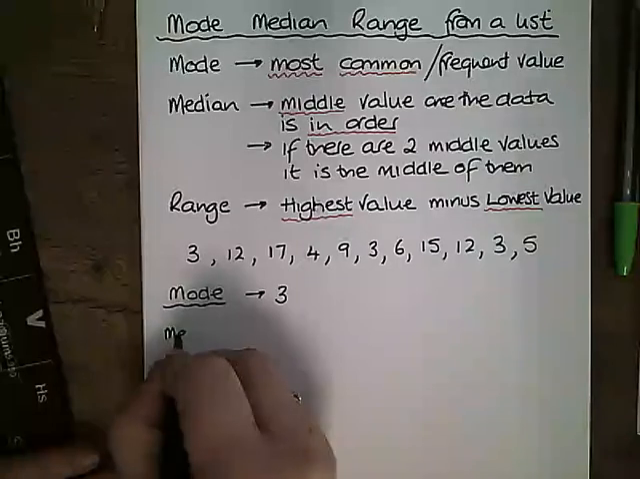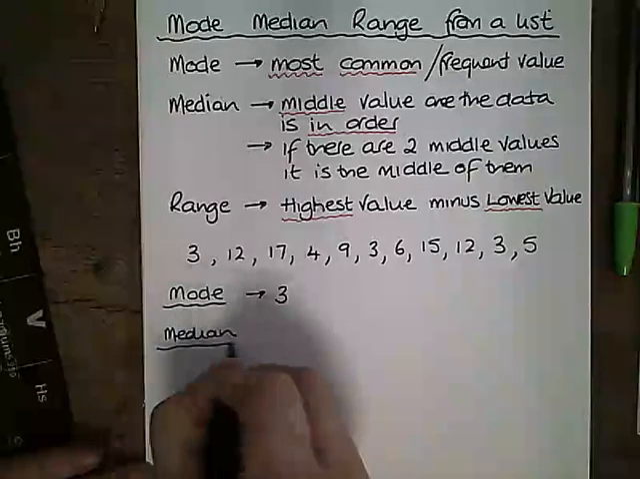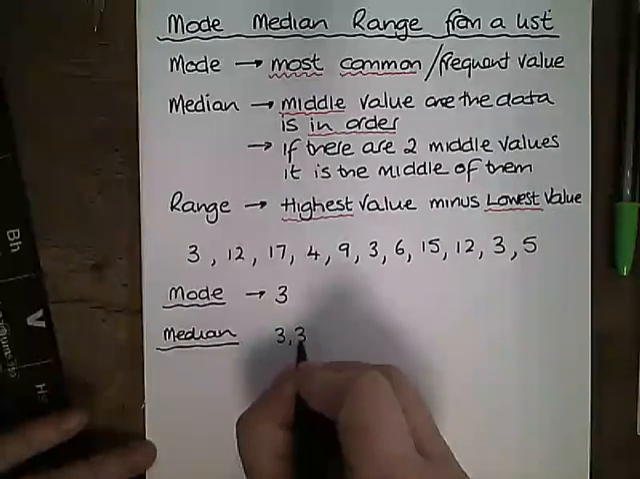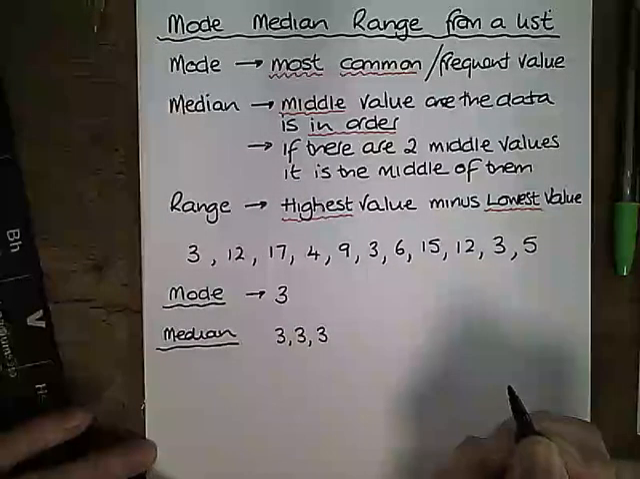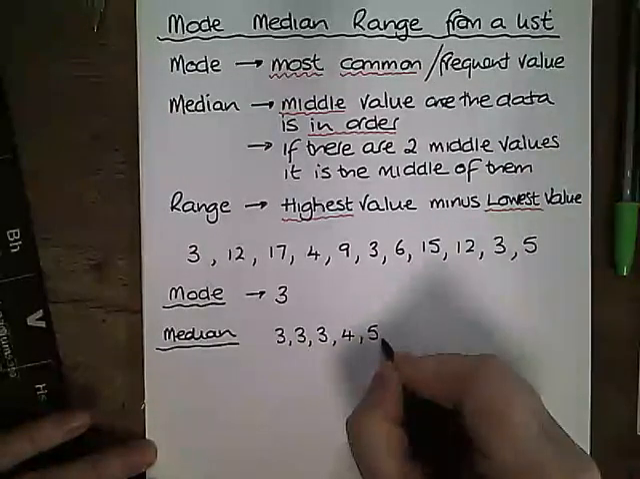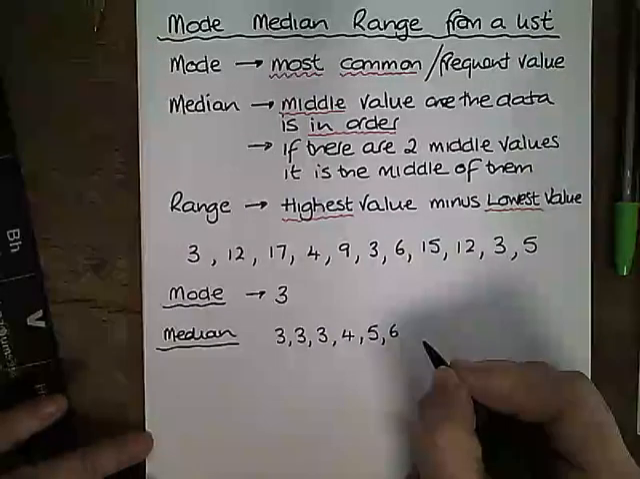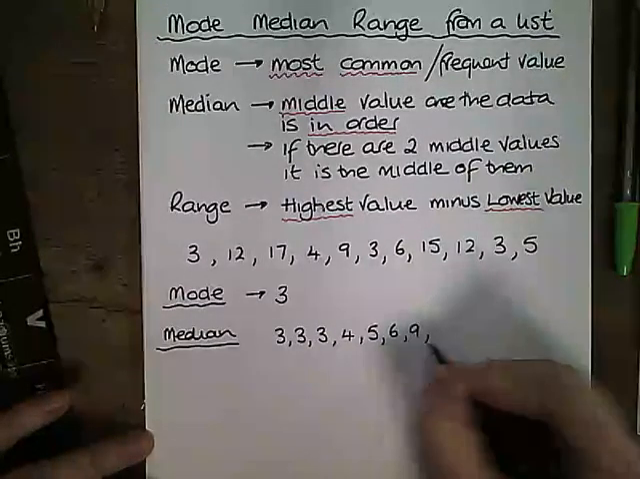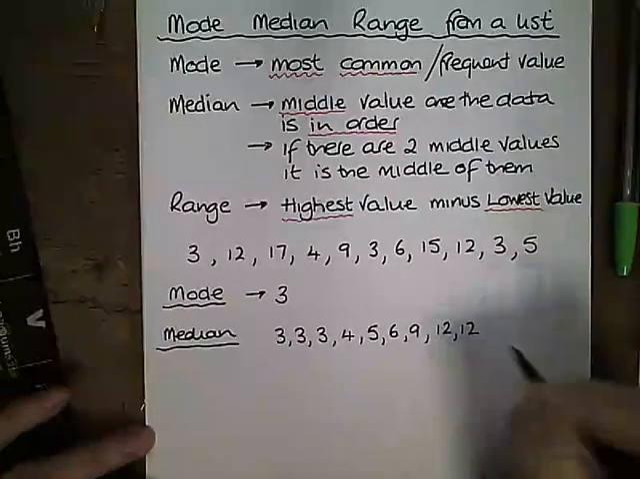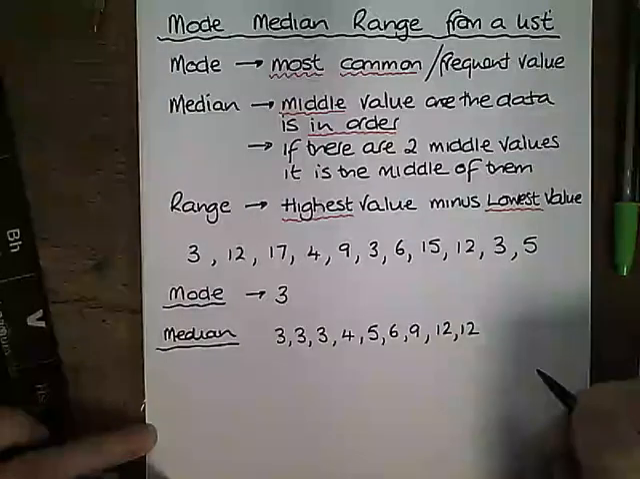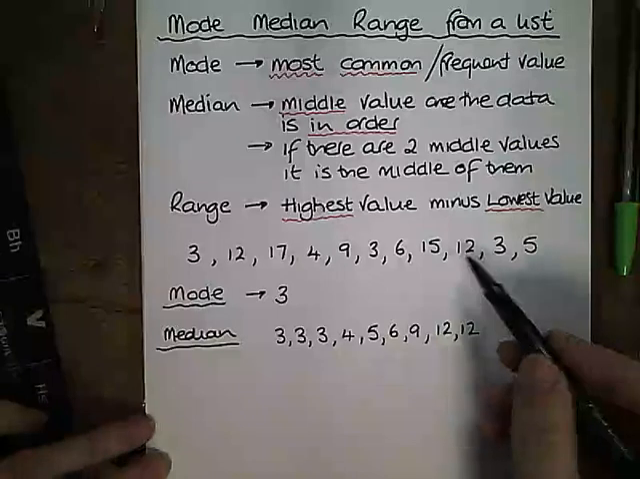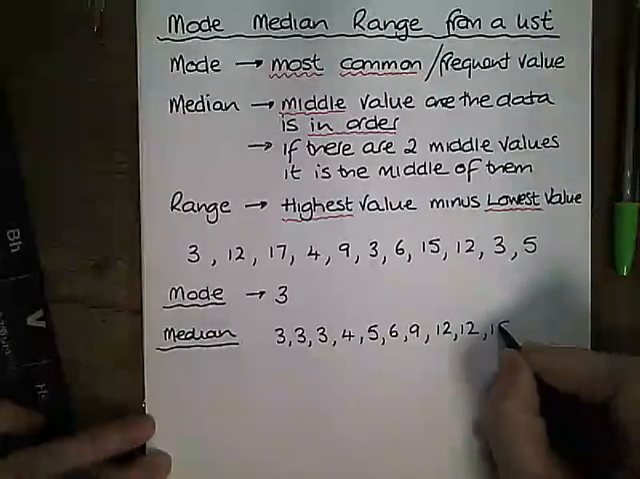To find the median, we need to put the data in order. So if we start off with our smallest number, we've got 3, 3, 3. We've then got a 4 and a 5 and a 6. We then go to a 9 and 2 12s. If you're doing this on a piece of paper normally, you would cross them off as you go so that you know that you've got those ones written down. We've then got a 15 and a 17, and I hope that's all of them.